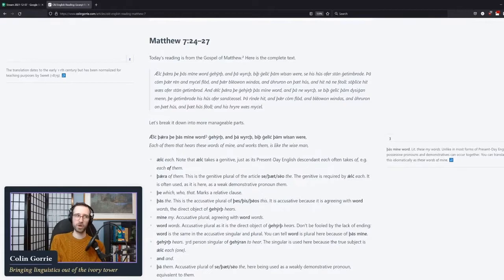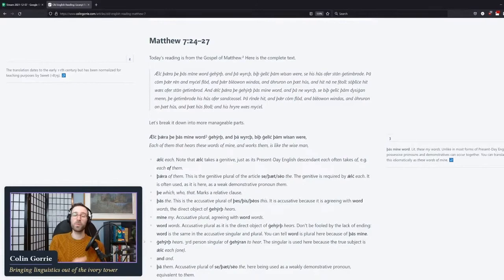Okay, so good. That's a nice little chunk. What do we get next? "And tha wirth." So not only are we interested in those who hear the words, but "and tha wirth," and them works. So works put into practice, really. So each of them that hears these words of mine and puts them into practice or works them, what are we going to say about this person? Each of these people "bith yelich thom wizan were."